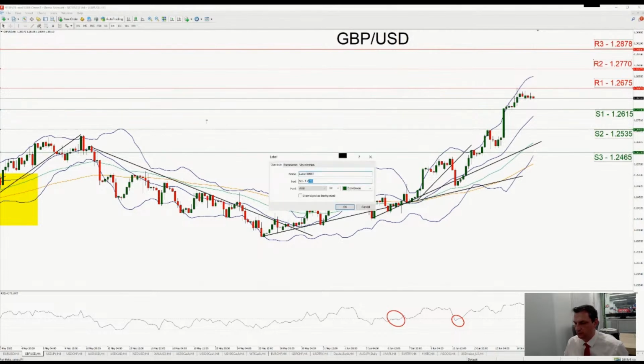1.2615 is to be set as the final support line. 1.2627, second support line. 1.2770, the first support line.